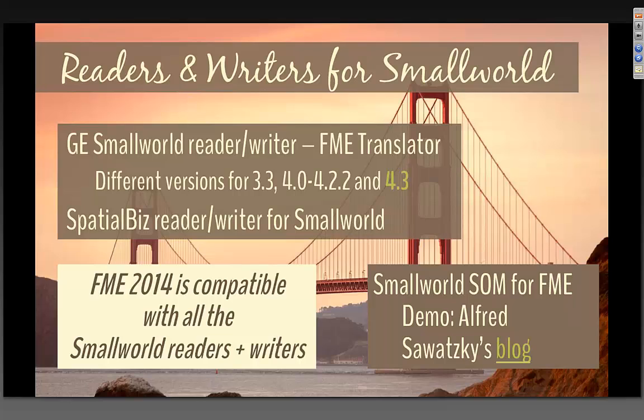And then there's a second reader and writer available from Spatial Business Systems. They've built a plugin for Smallworld. It's a little bit more advanced, I think, than the GE Smallworld one. It has better support for more complex joins than the GE one. So whether you need to move to that reader and writer will depend on the level of sophistication of your data loads and extracts.